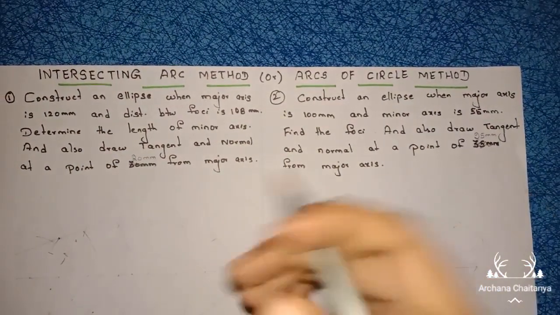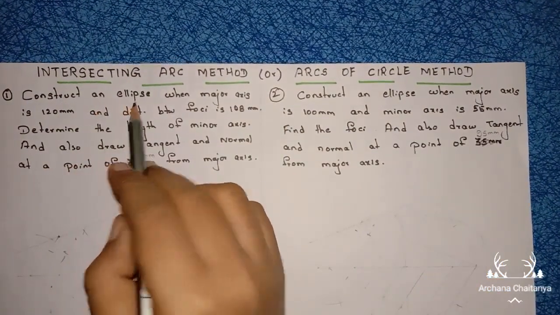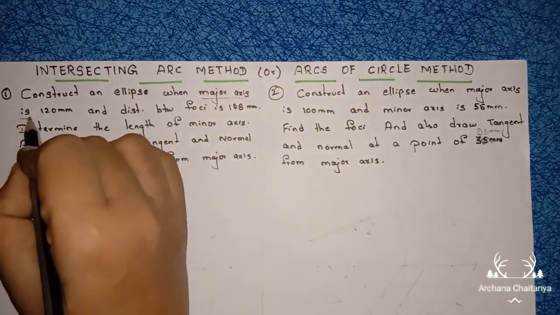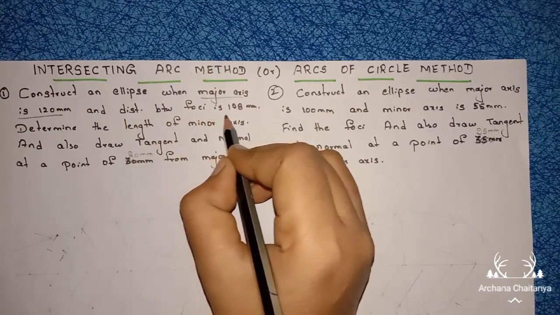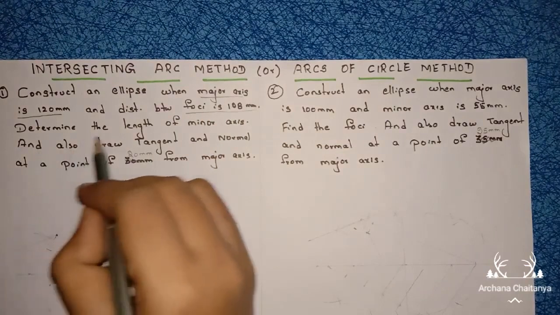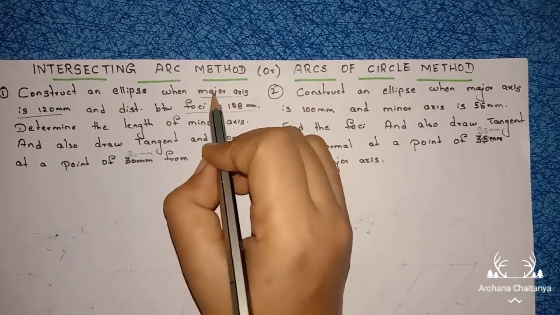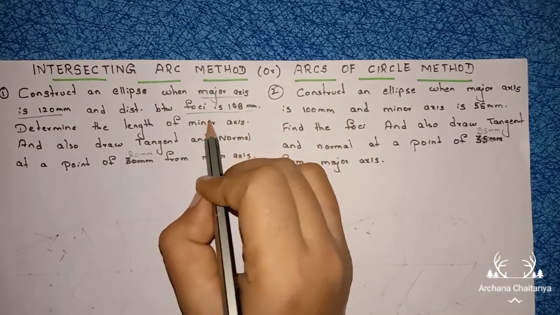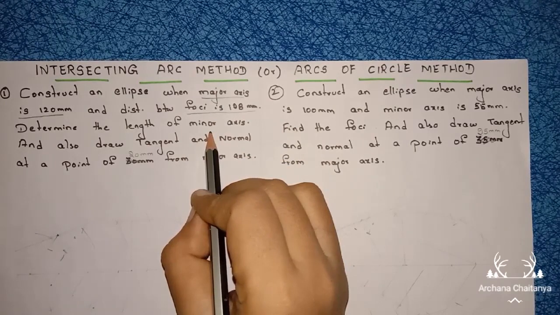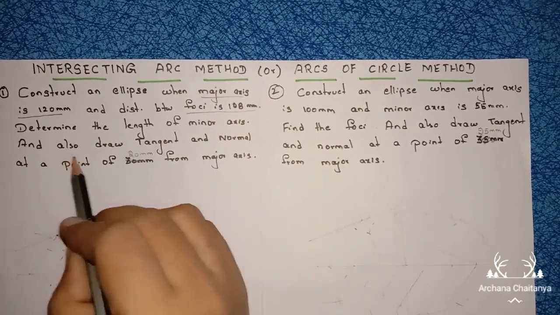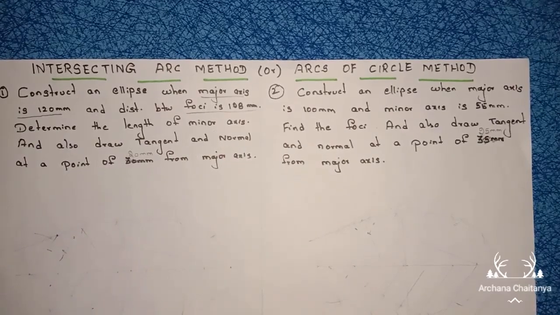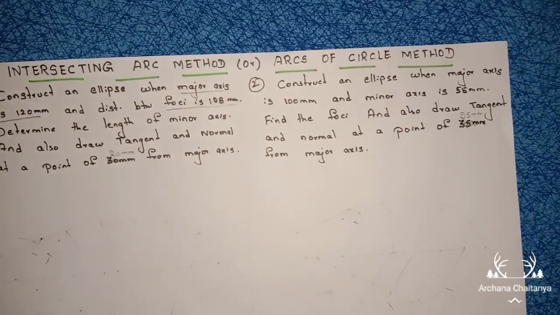In the question, they mention: construct an ellipse when the major axis is 120 mm and the distance between foci is 108 mm. Determine the length of the minor axis. See here, they mention the major axis length and the distance between focus points; you have to find the minor axis. This is the first part of your question. Then next you have to draw the tangent and normal at a point 20 mm from the major axis. So let us start the problem.